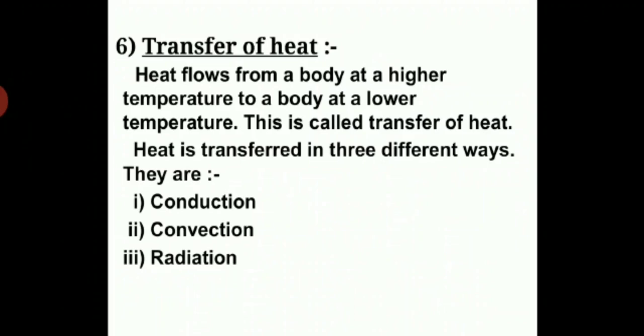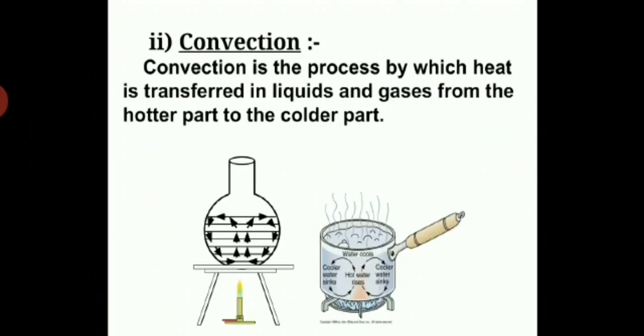What is transfer of heat? Heat flows from a body at a higher temperature to a body at a lower temperature. This is called transfer of heat. Heat is transferred in three different ways. They are conduction, which takes place in solids, convection, which takes place in liquids and gases, and radiation, which requires no medium. So, we will see today how convection takes place.